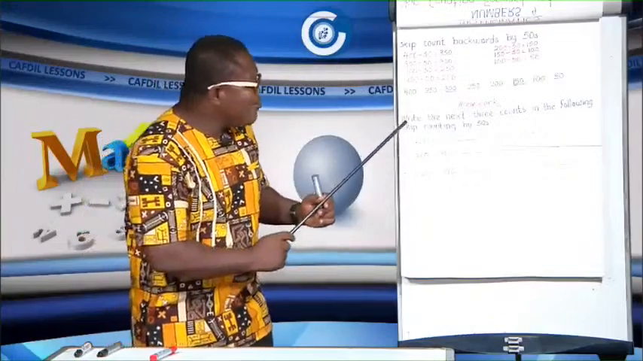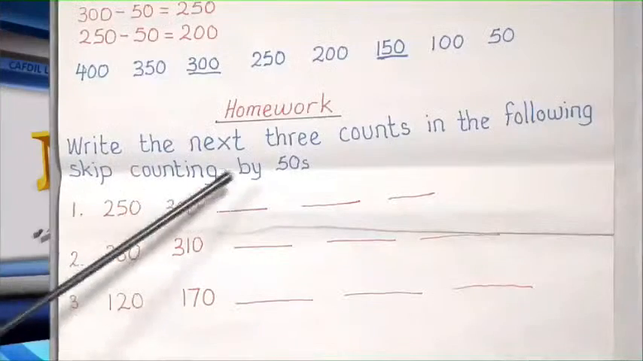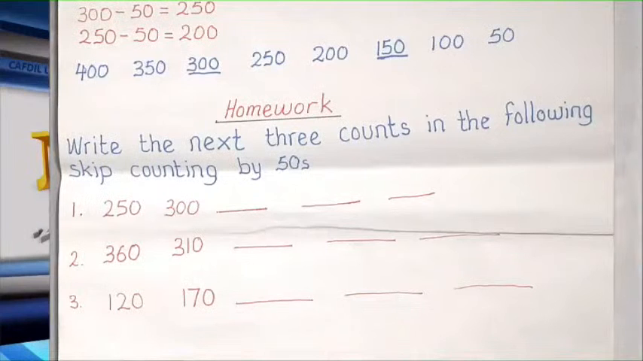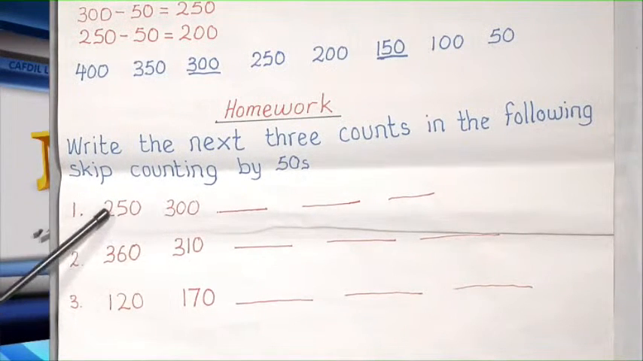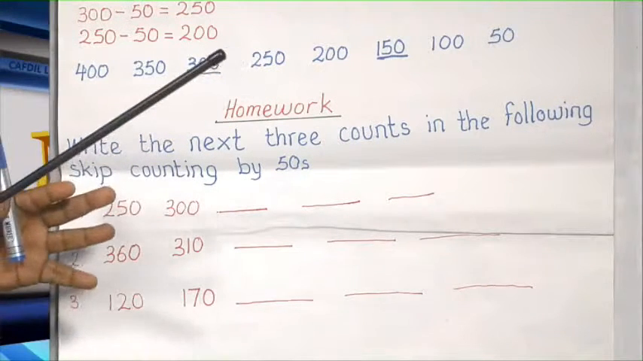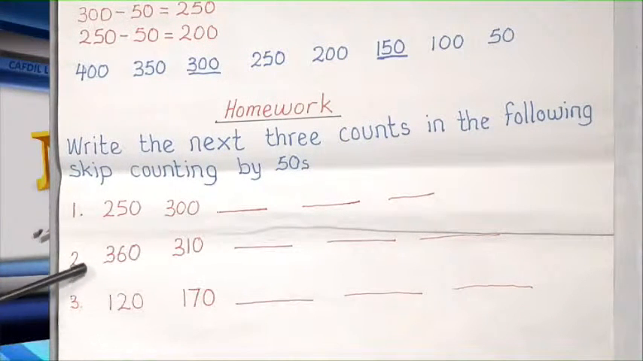Learners, I don't want to leave you like that. Now look at the homework that I want to give to you. I'm saying that you are to write the next 3 counts in the following skip counting by 50s. I have given it to you by 50s. In some cases, they will not write by 50s. You have to come out with it. You have to sit down and then you look at it. But here, I have given it to you, so it makes it simple. I have number 1, 250. So the second number is what? 300. So if 250 and the second number is 300, then you have to continue to this level. Then the next one too, like that. It follows on and on.